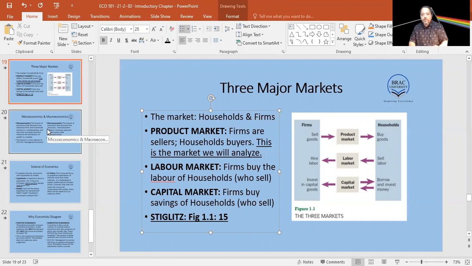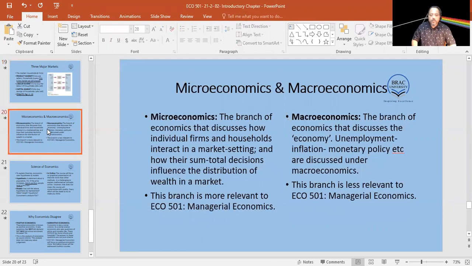Okay, the next concept that we want to introduce is, what do we mean by microeconomics, what do we mean by macroeconomics. At the beginning of today's video lectures, and also during our discussion class when we started, we have said that managerial economics is nothing but an applied branch of economics that borrows tools from micro. So what is micro, and why are we not interested in macro? The branch of economics that discusses how individual firms and households interact in a market setting is known as microeconomics.